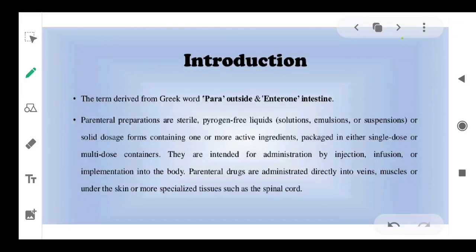The most important factor for a parenteral is that it should first be sterile, and second, it should be pyrogen free. Pyrogen means metabolic product of microorganism. Because it directly enters our blood, if it is not sterile or pyrogen free, then tissue necrosis or blood problems may happen. Hence we have to be utmost careful when we prepare this kind of formulation.